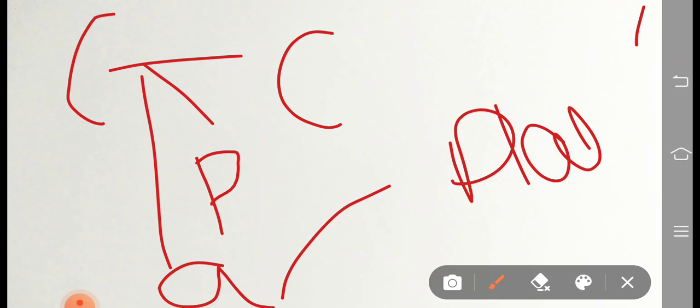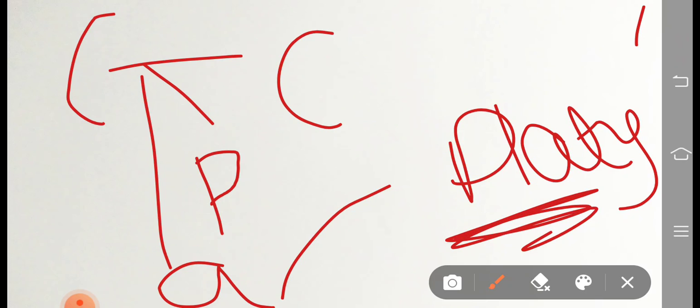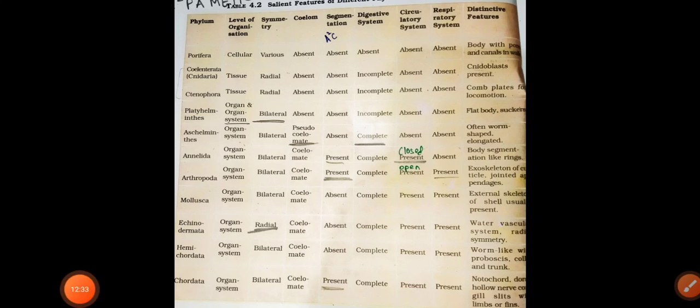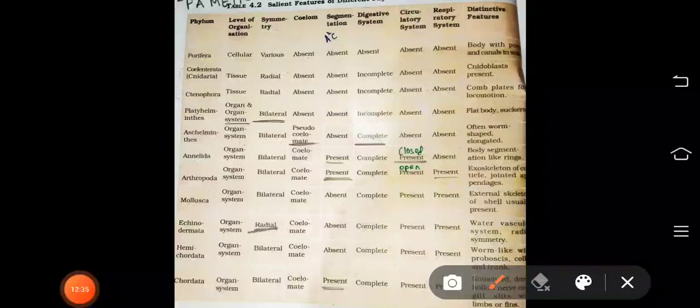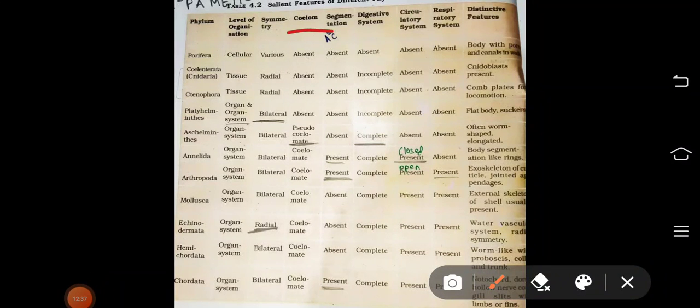The pseudocoelomates, the animals which don't have a coelom but have a false coelom in the form of scattered pouches. And coelomates. One doesn't have a coelom. This is your platyhelminthes. Please do remember this example, platyhelminthes. Now I hope we can understand this. So see, Porifera no coelom, Coelenterata no coelom, Ctenophora no coelom, platyhelminthes no coelom.